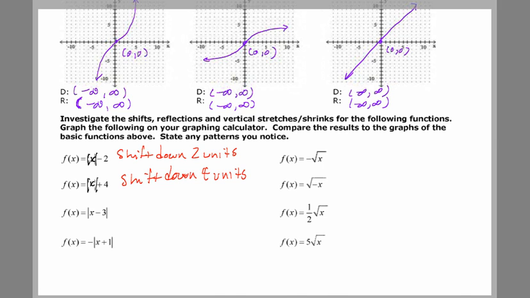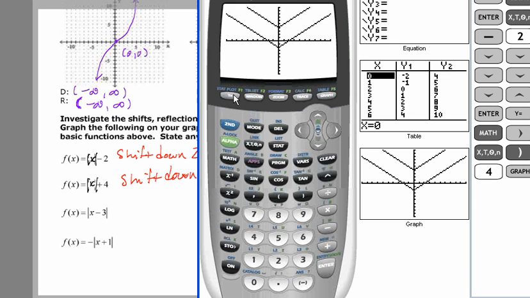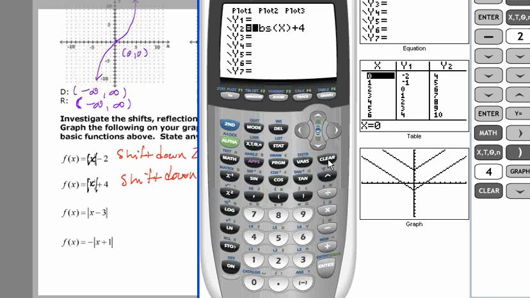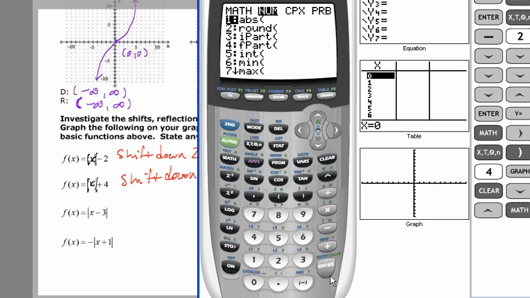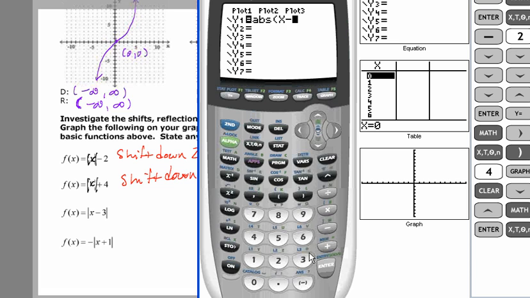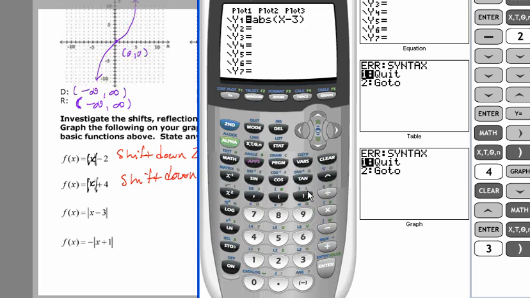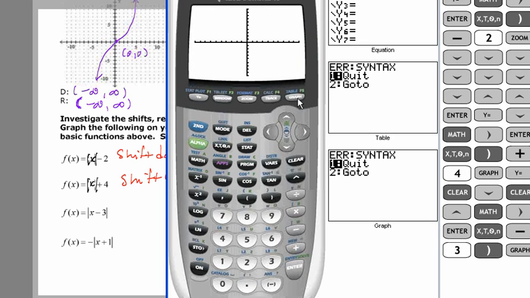Okay, let's pull up the calculator again, go ahead and clear those 2 out, and let's type in absolute value of x minus 3. So under y equals, let's go find absolute value. Let's type in x, but I don't close my parenthesis yet because it's x minus 3. That's inside the absolute value. Now let's go ahead, hit the graph feature, and notice it's the V shape, but where has this one shifted?